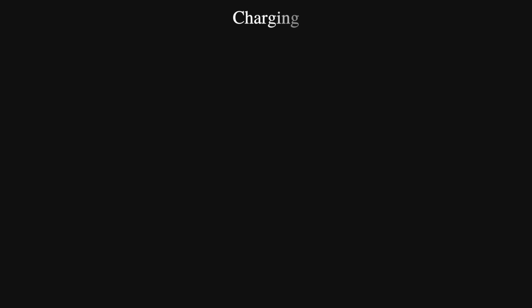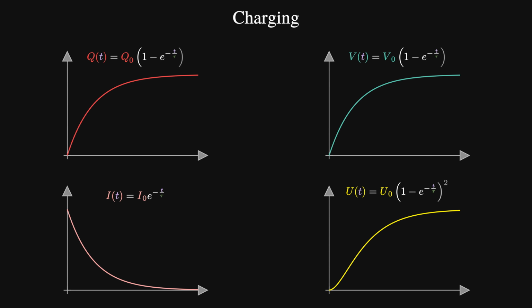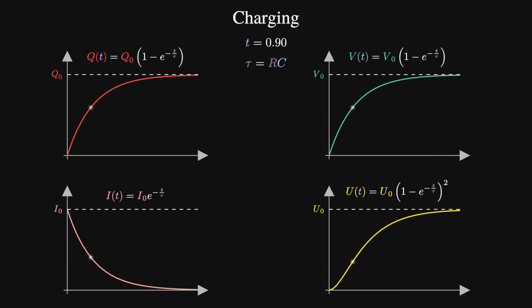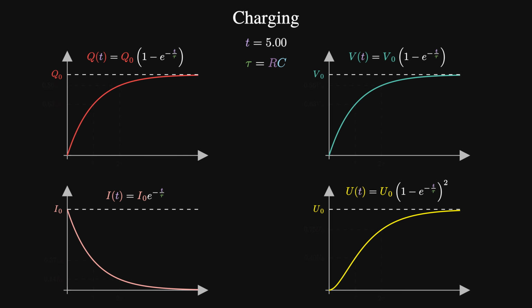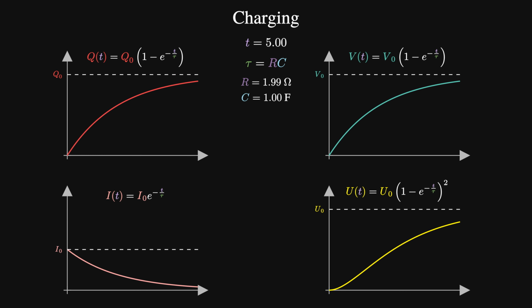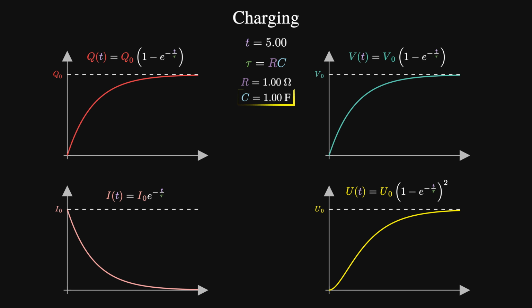So let's summarize our results for the charging process. We can see that all these graphs are governed by the same time constant tau, equal to the resistance times the capacitance. We can easily find the values for t equals tau and so on. But what happens when we vary R and C? Well, if we vary R, the graphs vary like so. And if we vary C, this happens.